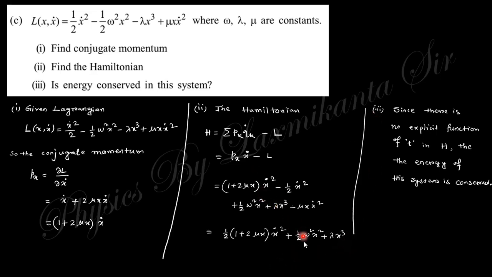So finally, the Hamiltonian is the summation of p_k q_k dot minus L. The p_k here is only one variable, p_x, and x dot. So p_x is written here, and x dot, and L is written here. You will get this one. Since there is no explicit time dependence in H, you can say this is a conservative system.